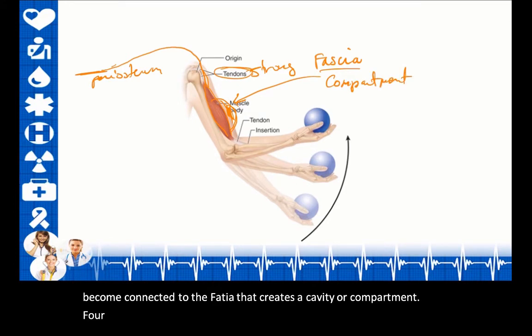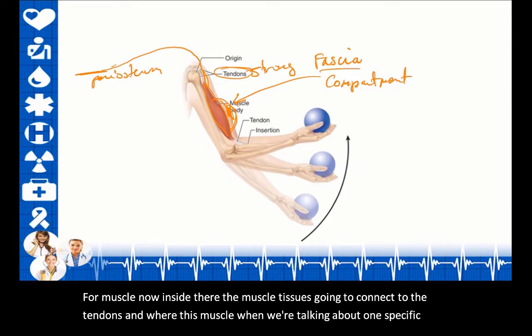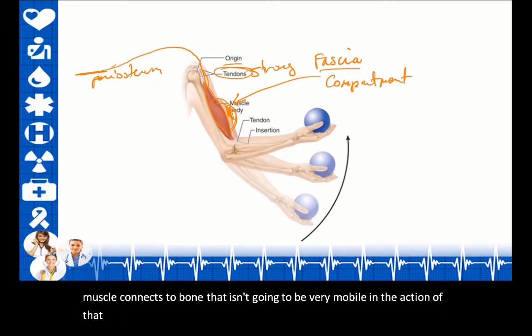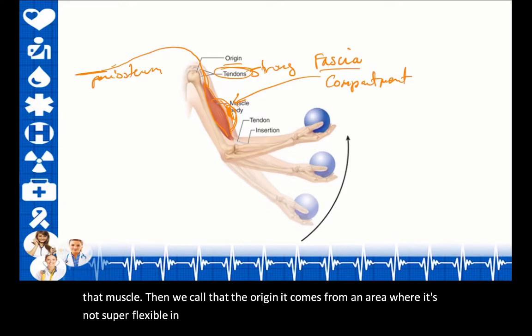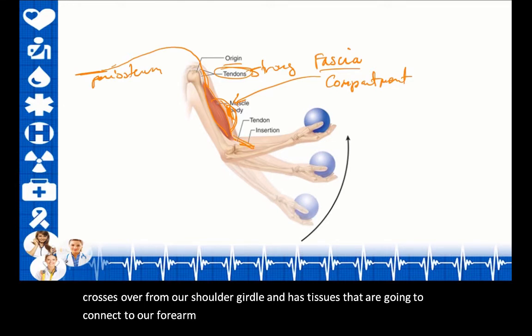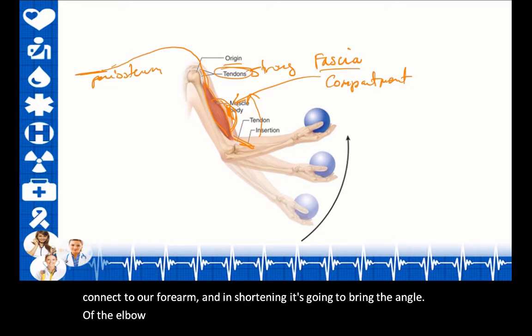Now, inside there, the muscle tissue is going to connect to the tendons, and where this muscle, when we're talking about one specific muscle, connects to bone that isn't going to be very mobile in the action of that muscle, then we call that the origin. It comes from an area where it's not super flexible in that movement. So we're looking at the bicep crosses over from our shoulder girdle and has tissues that are going to connect to our forearm. And in shortening, it's going to bring the angle of the elbow joint in flexion decreasing.